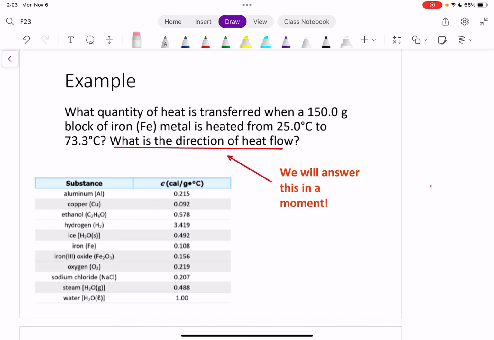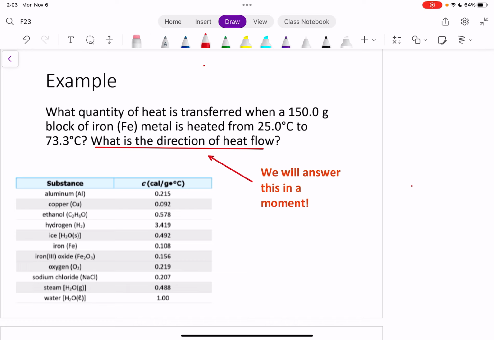For example, what quantity of heat is transferred when a 150 gram block of iron metal is heated from 25 degrees Celsius to 73.3 degrees Celsius? And it says, what is the direction of heat flow? We're actually going to answer this in a moment, so let's just focus on the first part for now.